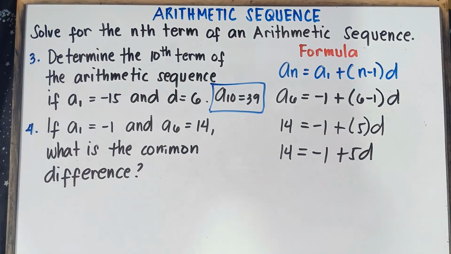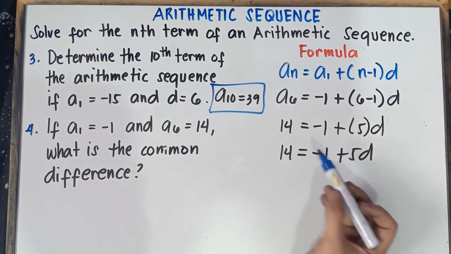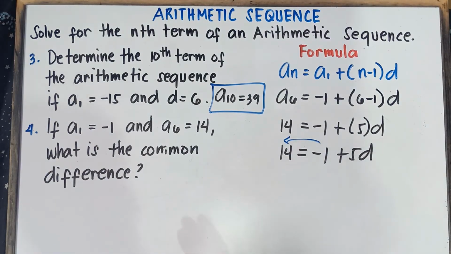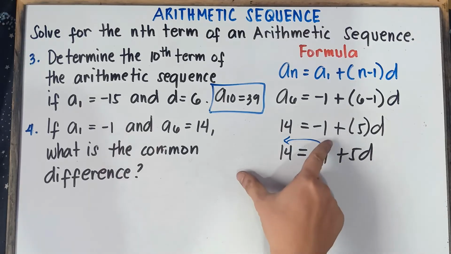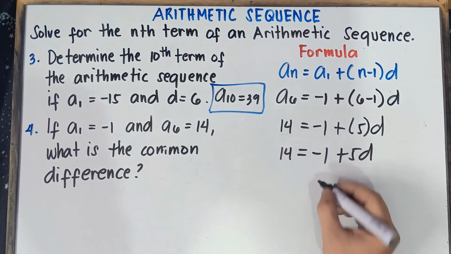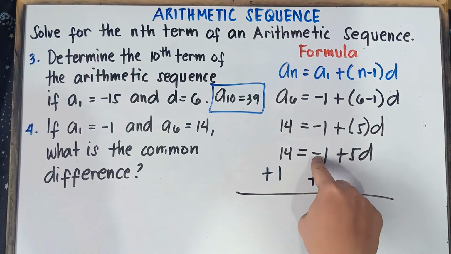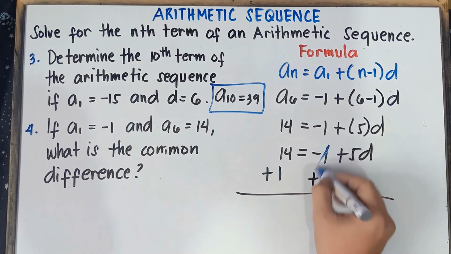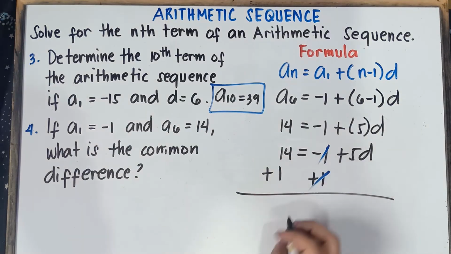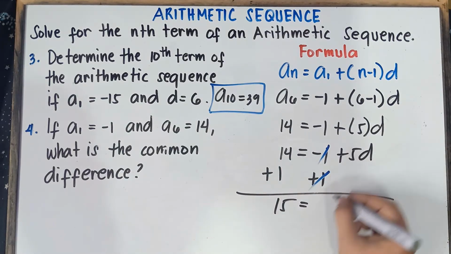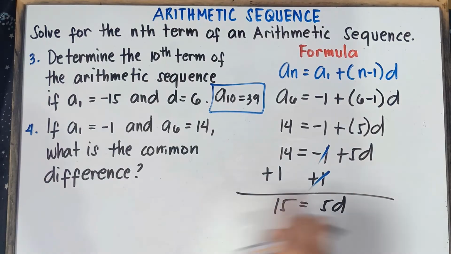Alright, so to get the common difference, we can transpose -1 from right to left, or we can use the properties of equality. I hope you had this one, class, during your grade 7, properties of equality. We can add +1 to both sides because -1 combined with +1 is 0, right? We can simply cancel this out. And then 14 plus 1 would be 15 equals, copy 5d.